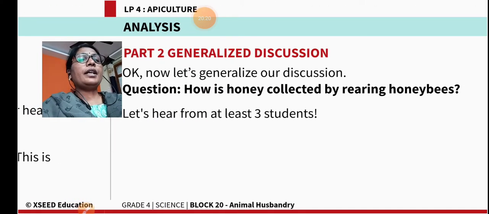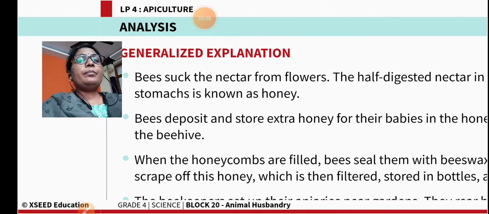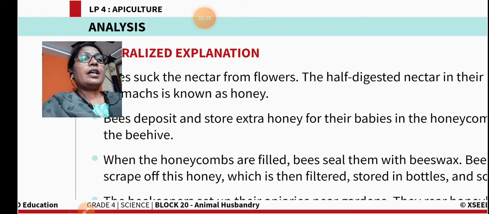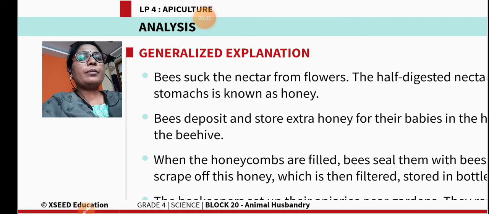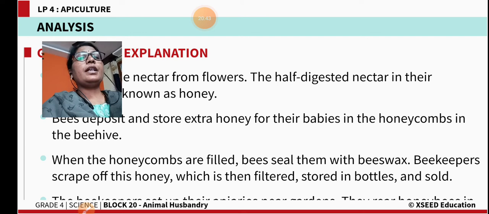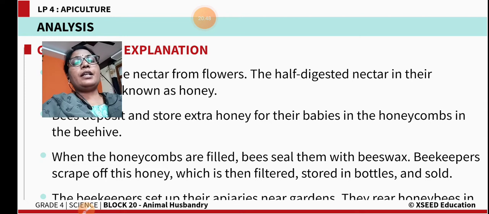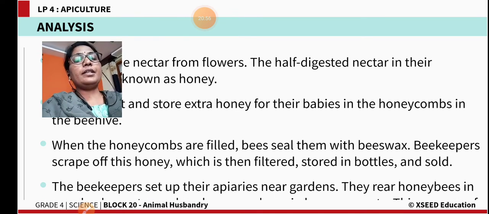Now, how is honey collected? By rearing honeybees, honey is collected. Bees suck the nectar from flowers. Half digested nectar in their stomach is known as honey. So, half digested nectar they will bring back again into their mouth and they'll start storing it for their babies in honeycombs. This is only known as honey apiculture centers. Artificially they'll attract the honeybees, they'll rear the honeybees, and then beekeepers will collect the honey from it.